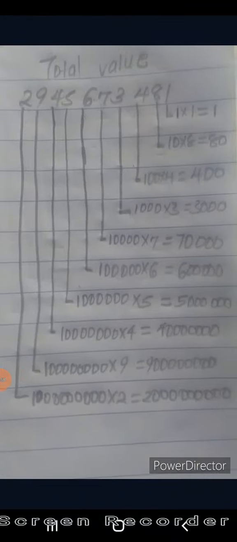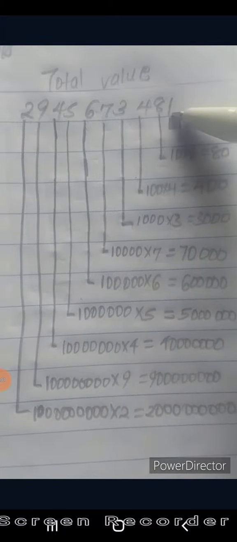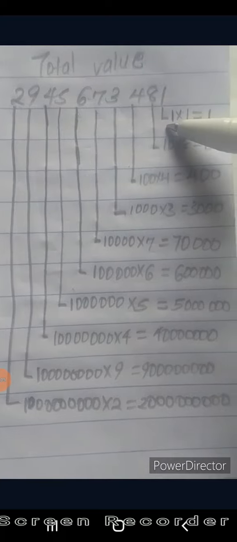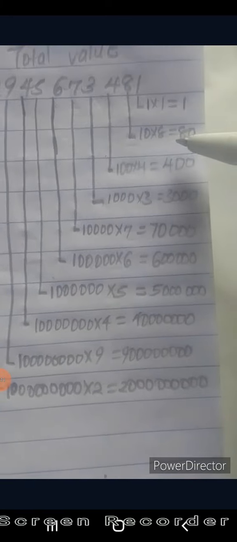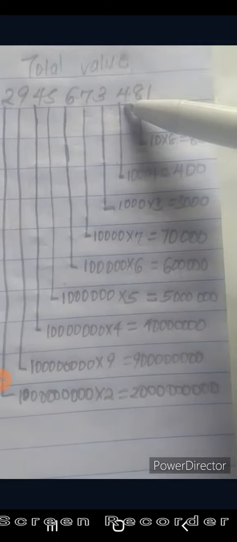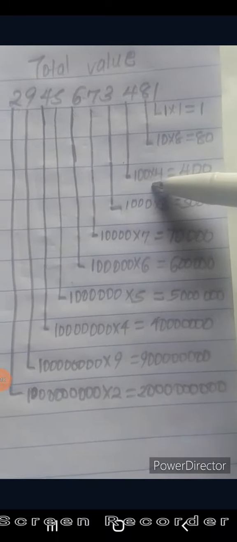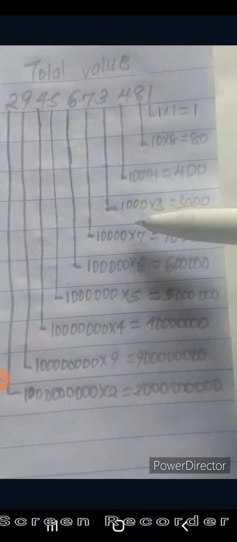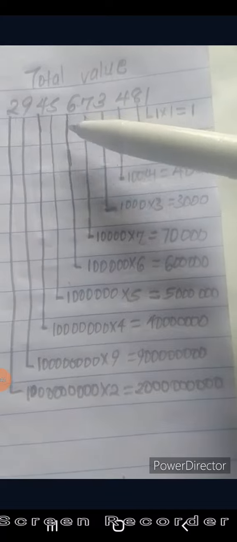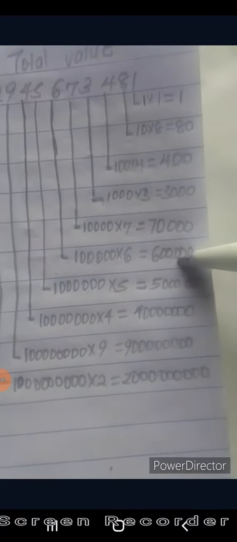So when given the same number, to find the total value of each one of them, this 1 is under ones, so you take ones times 1, you get 1. 8 is under tens, just take 10 times the number, you get 80. 4 is under hundreds, take 100 times 4, you get 400. 3 is under thousands, just take 1,000 times 3, you get 3,000. 7 is under 10,000, times 7, you get 70,000. 6 is under 100,000, just take 100,000 times 6, you get 600,000.